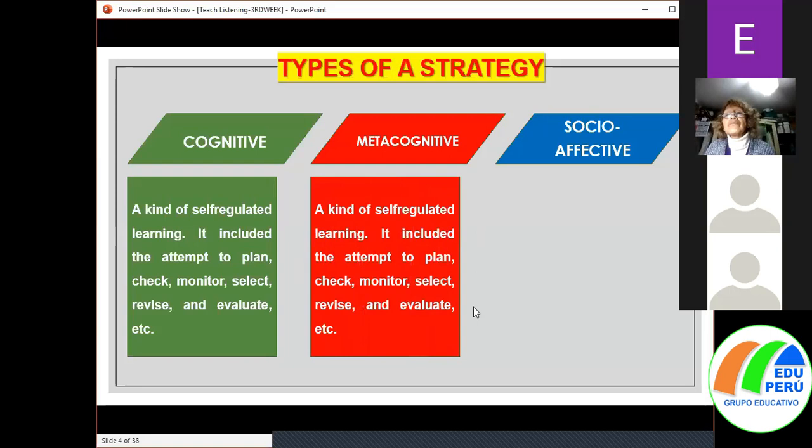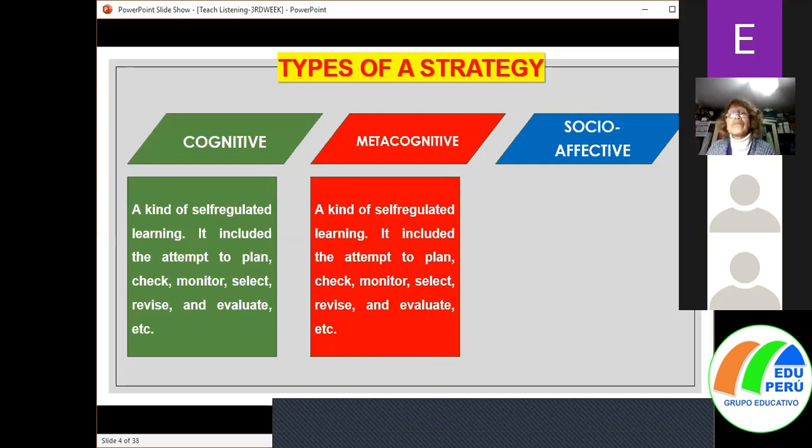Now, metacognitive, oh, yeah, so here I think there is a mistake. Let me check, just a minute. Yeah, I think there is a mistake here. So we are going to talk about it.